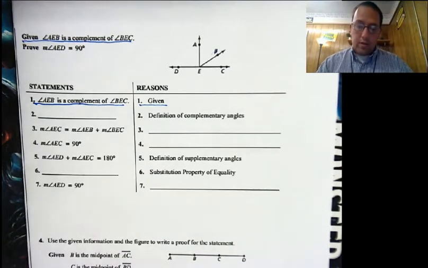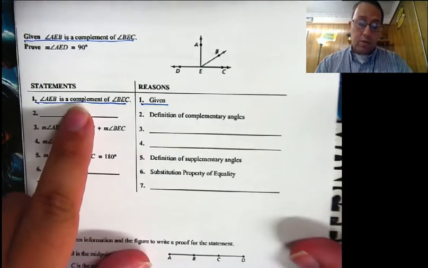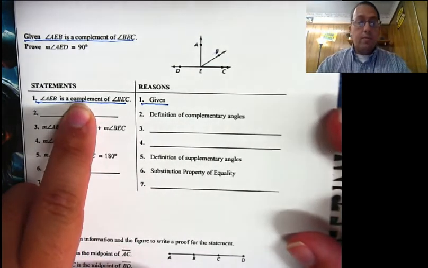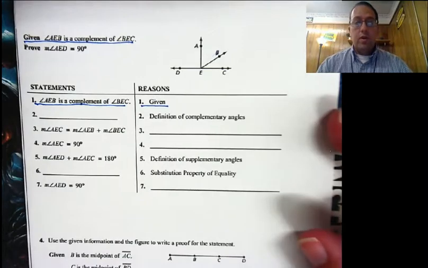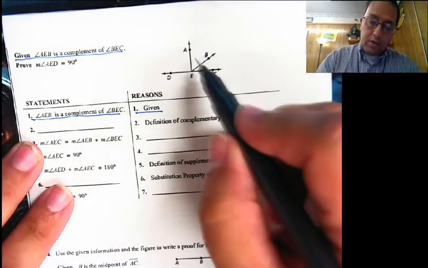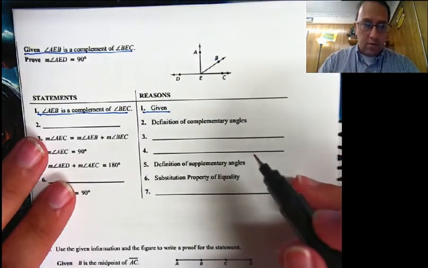So next, they didn't give us the statement, but what they did say is we're going to use the definition of complementary angles. So what is the definition of complementary angles? Because we've got to use what we started with. That's all we have. Complementary angles, if you remember, are two angles that add up to 90 degrees. So that's what we're going to say. We're going to say that the measure of these two angles is 90 degrees.